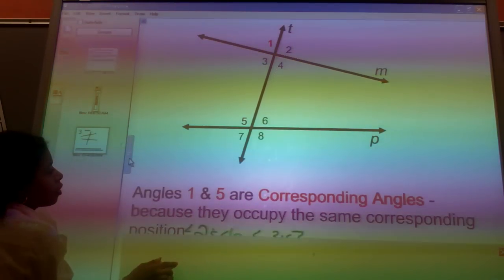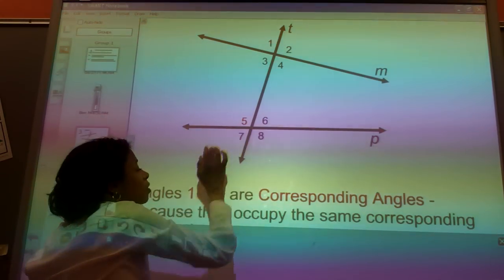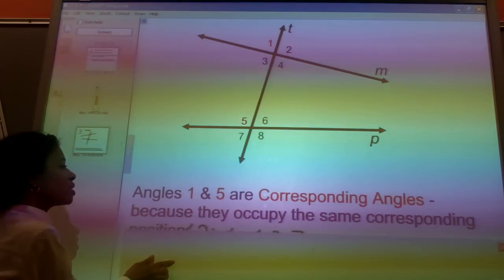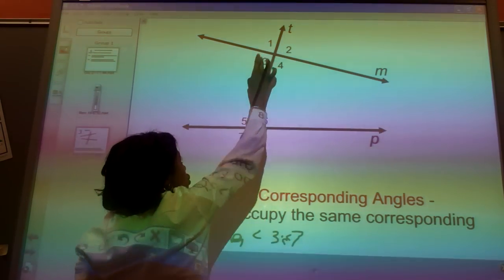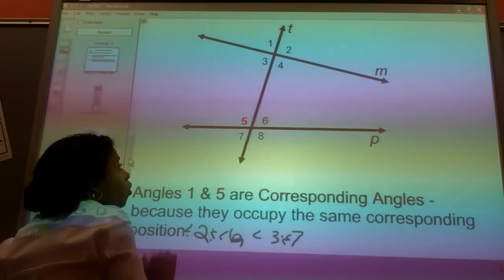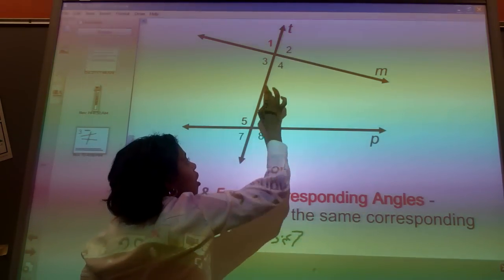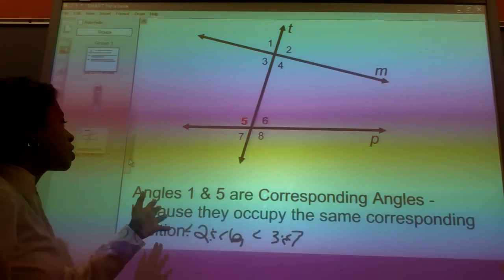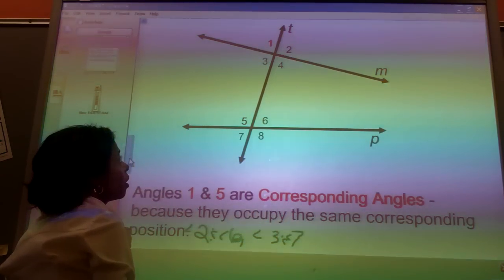First of all, let's look at angles 1 and 5. These angles are called corresponding angles because they occupy the same corresponding position. They're in the same position. 1 and 5 are corresponding. I also see that 2 and 6 are corresponding. They're in the same exact location as one another. So 2 and 6 would be corresponding.